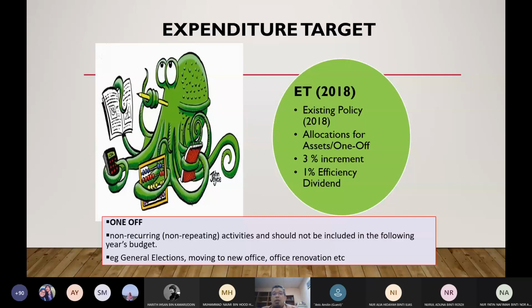So under the existing policy, there is an increment as well, and a 1% efficiency dividend. And these are the formulas given. If you look at one-off, I think one-off means one-off, it won't be repeated in the future. Non-recurring activities. A general election, or moving to a new office or renovation, is an example, if that can be classified under the operating budget.